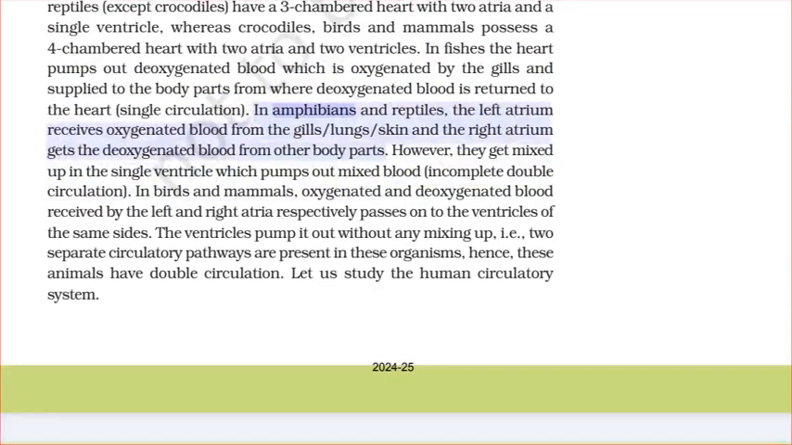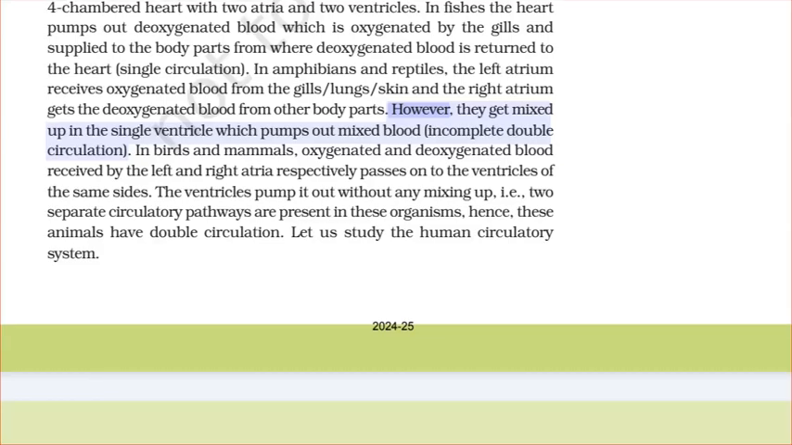In amphibians and reptiles, the left atrium receives oxygenated blood from the gills or skin, and the right atrium gets the deoxygenated blood from other body parts. However, they get mixed up in the single ventricle, which pumps out mixed blood: incomplete double circulation.